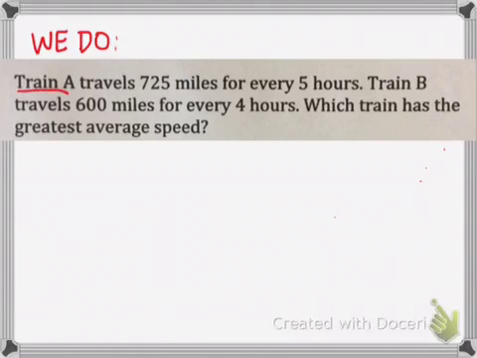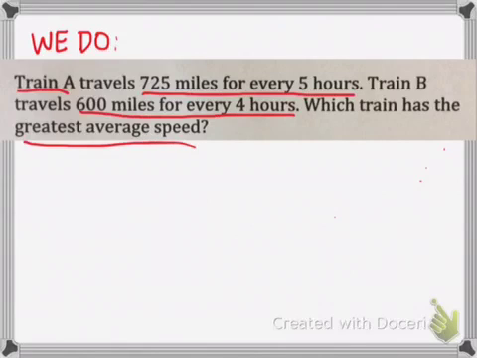So I'm just going to underline: Train A travels 725 miles for every 5 hours. Train B travels 600 miles for every 4 hours. Which train has the greatest average speed? And I'm sorry, you do not have to write down the word problem. You just have to write down all the math that you do. So show just your actual work.